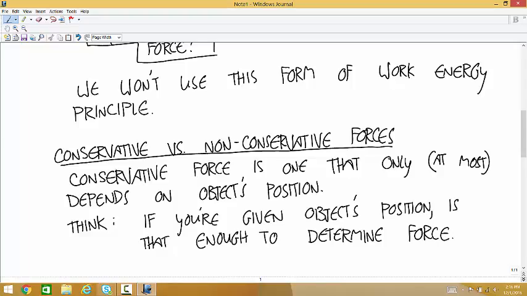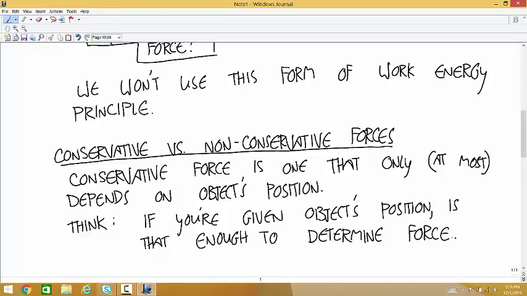Okay, so let's think about a few examples. First, look at this big weight here. How much does this weigh? 5 kilograms. Okay, so this 5 kilogram mass. If I tell you its position, is that enough for you to know the force that gravity is applying to it? You know the mass, right? I told you it's 5 kilograms. You know what object you're dealing with. And the question is, is its position enough to know the force?